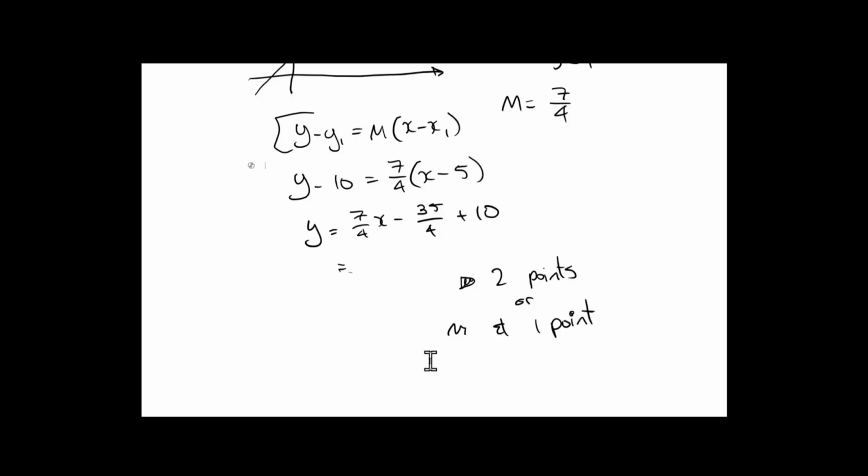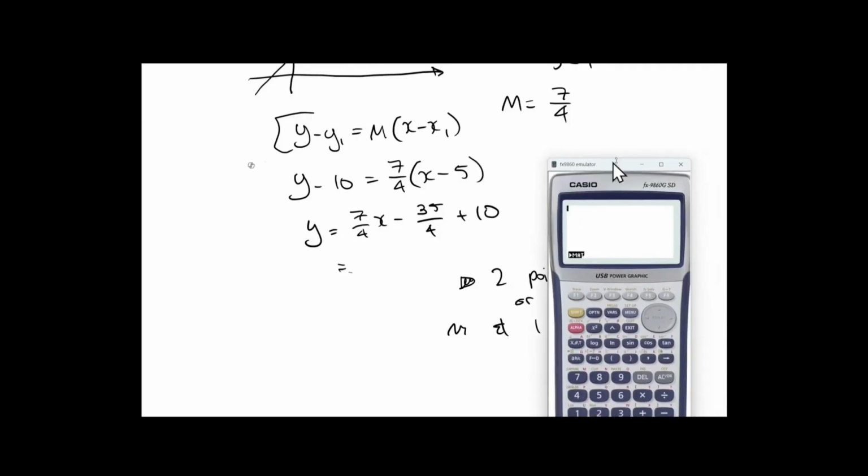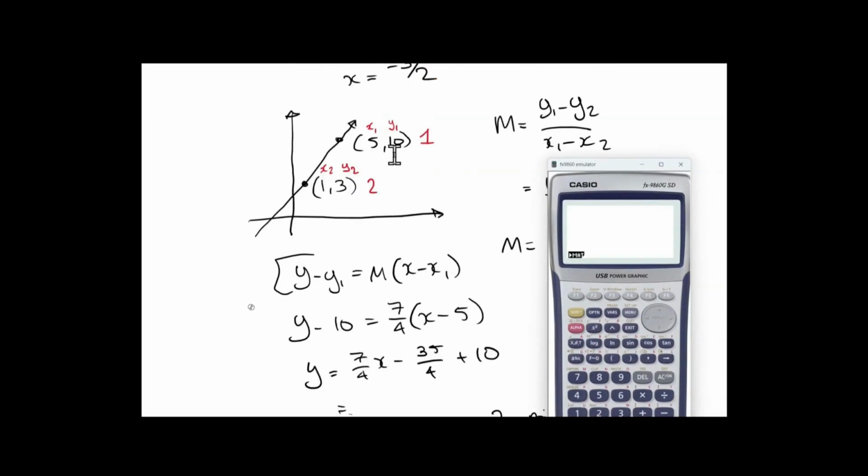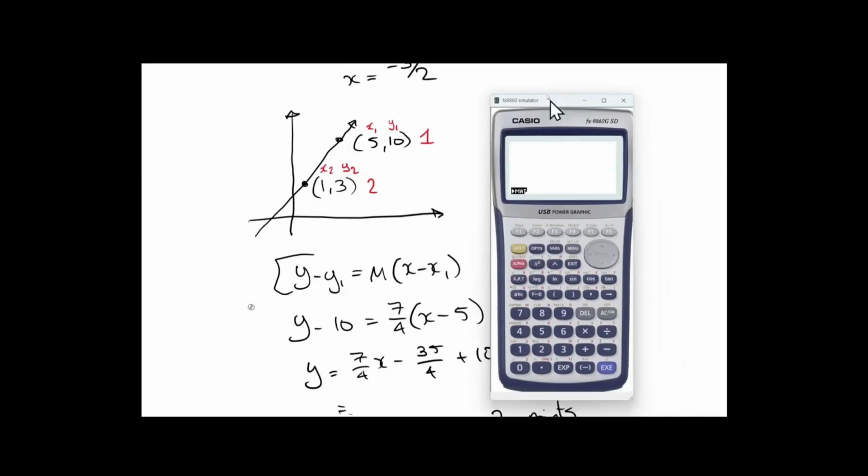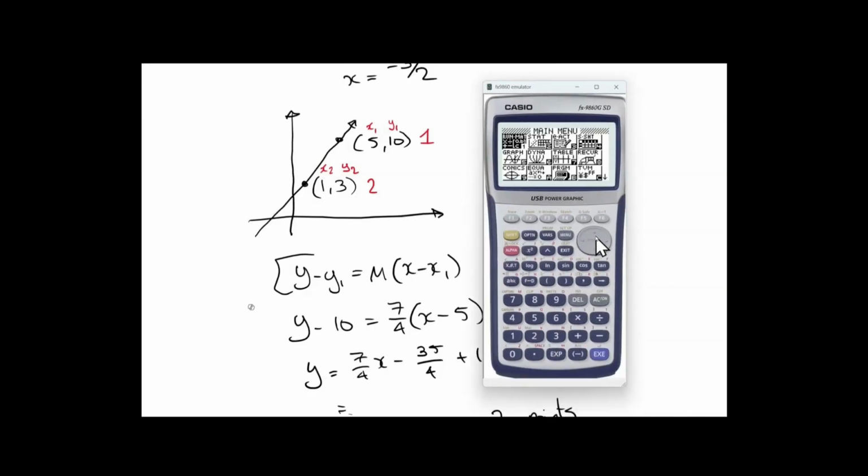Okay. How do we do this on our calculator? Say we have the 2 points here, 5, 10 and 1, 3. What we're going to do is go to menu, then go to stats mode, and do a linear regression. So I'm going to put in 5, 1, and then go across and put 10, 3. See how these ordered pairs are the same as the ordered pairs here.